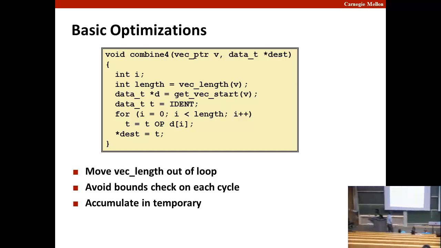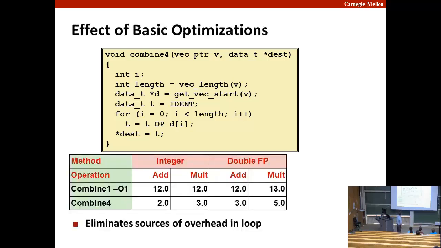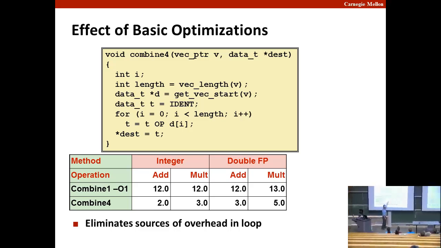What can we do? Well, we can take this call to vector length, sort of like our call to string length, and move it out of the loop. Now we don't need a bounds check each time. We can accumulate into a temporary, T, inside that loop, and then copy T into the destination at the end. By doing this, we've now gone down again. This was by half by using optimization. This was to way less, what, 1/6? 1/4? By making some very basic changes.